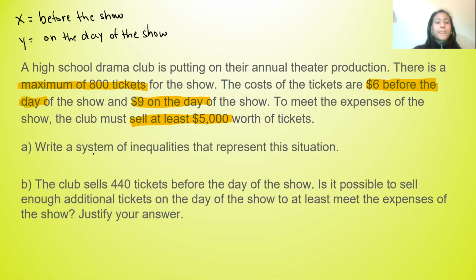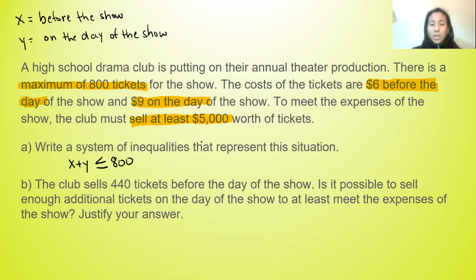So our first inequality, we want to talk about maximum of 800 tickets. So this should be X plus Y, and we have 800, and once again, maximum means, think about the auditorium that we have at the school. It says maximum people is, I don't know, 350. Whatever. It means we cannot go over that amount. So it has to be less than or equal to, okay?